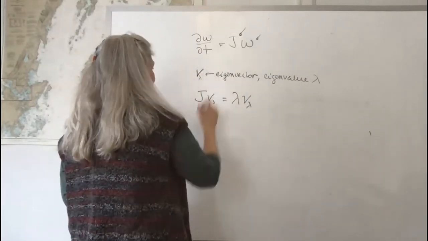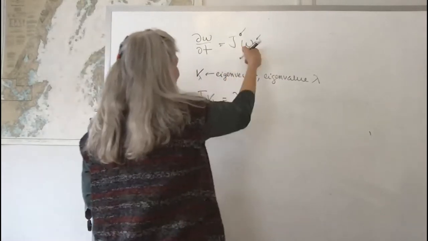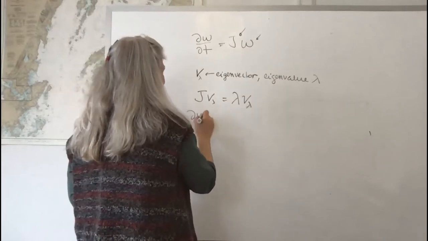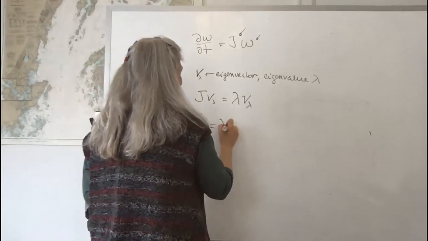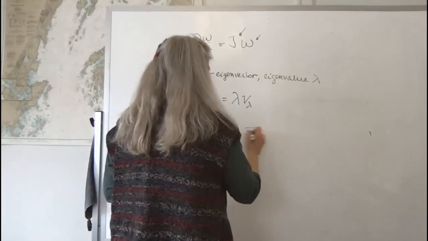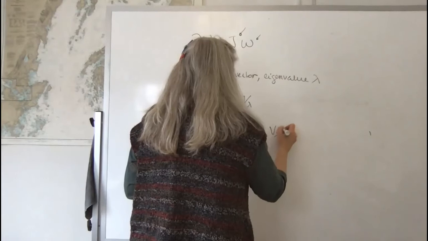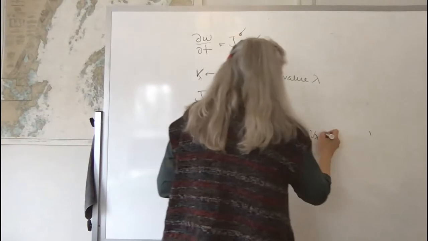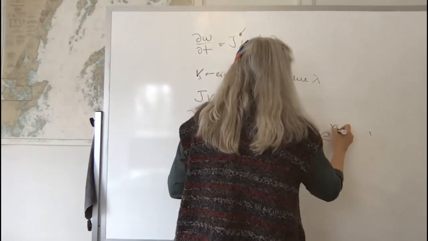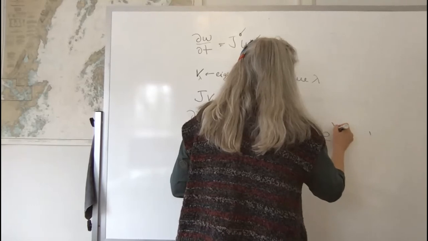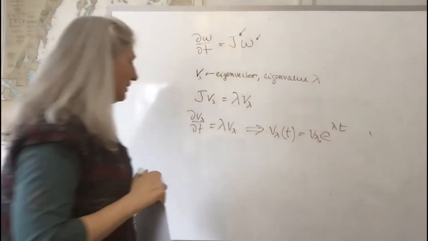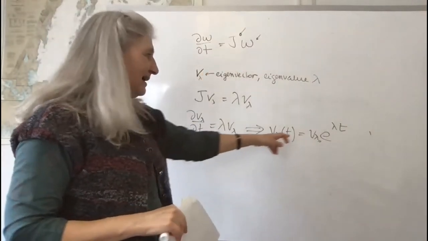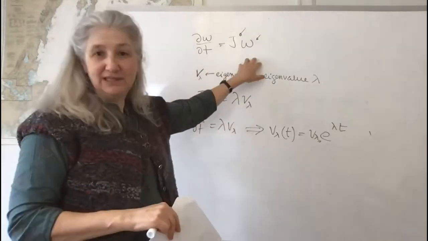So J times v lambda is lambda times v lambda, so I can write dv lambda dt is equal to lambda v lambda, and a solution v lambda of t is equal to v lambda at time t equals 0, times e to the lambda t. So if I have an eigenvector of the Jacobian matrix, I automatically get a time-dependent solution to this equation.